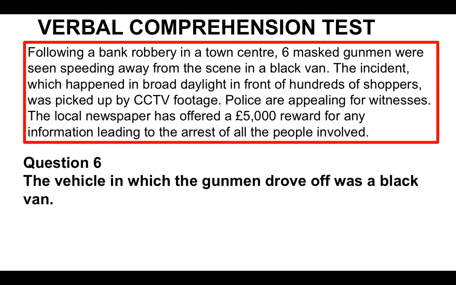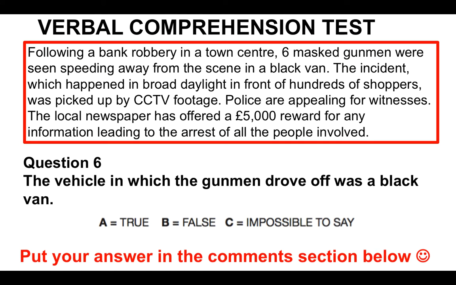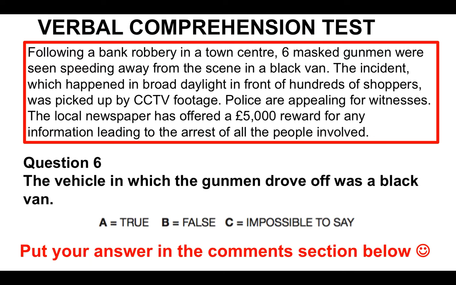Question 6. The vehicle in which the gunmen drove off was a black van. Is that A, true, B, false, C, impossible to say? Don't forget to put your answer in the comments section below to question 6. And by the way, there's no time limit on this. If you want to pause the video or go over it again, feel free to do so. So make sure you read that and then answer the question.